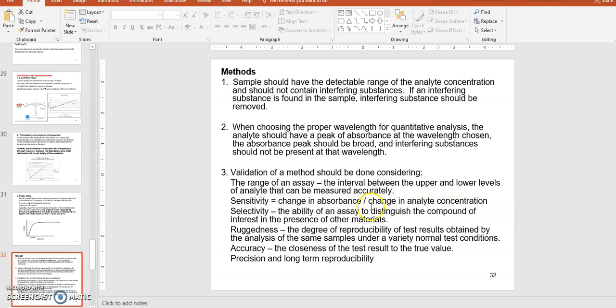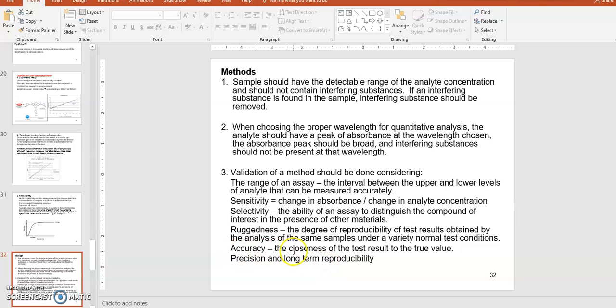So the threshold, again, it's the issue. Okay, if you're above the threshold, you cannot use that absorbance in your estimate concentration assay. Selectivity, the ability of an assay to distinguish the compound of interest in the presence of other material. If it's a copper, what is the absorbance it is detecting copper? Well, if it's some other metal, what is it? You have to choose the correct one. There should not be any overlapping absorbance that hinders the measurement, right?